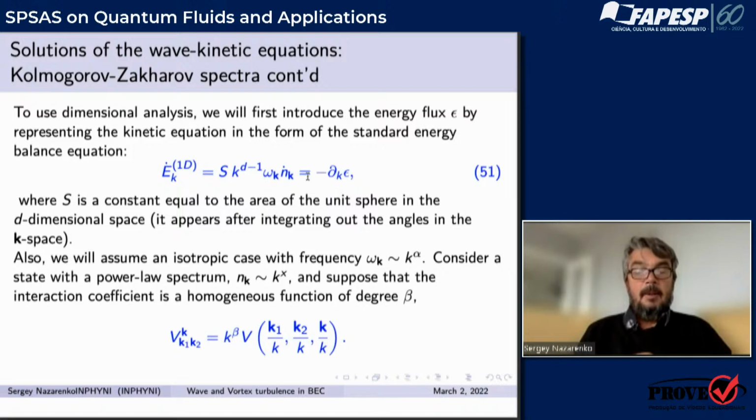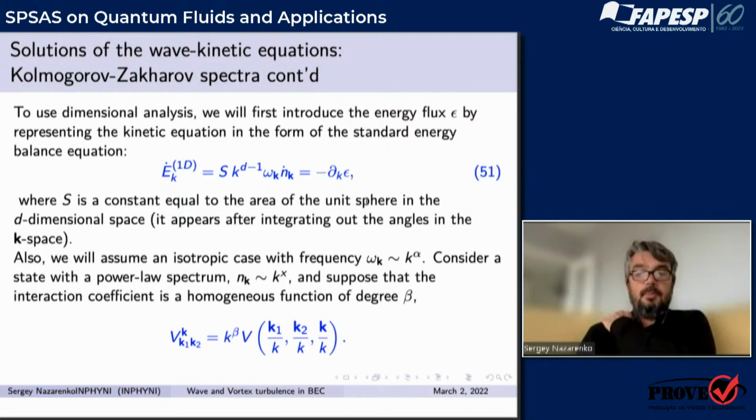And because of energy conservation, in the absence of forcing and dissipation, it has to be equal to minus the k derivative of the energy flux. This is simply the energy balance equation written in its most general form. But now, given the kinetic equation, we can write out this term. We know the equation for n dot in terms of the integral and the kinetic equation, so we substitute it and we have this term.